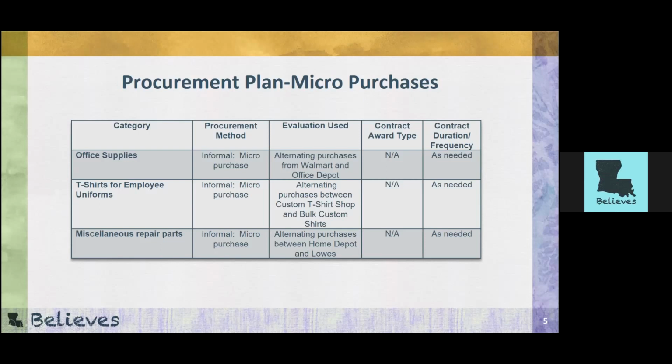The second is the t-shirts that they buy for their employee uniforms, and they're going to alternate purchases between two different t-shirt shops. And then for miscellaneous repairs, they are also going to use micro purchases, and they're alternating between Home Depot and Lowe's. Of course, Home Depot and Lowe's are not going to carry all of the specialty parts that are often needed in school food service. But the SFA could also use the micro purchase method for these kinds of parts, as long as the purchase does not exceed that $10,000 threshold. The SFA would still need to make sure that they distribute those micro purchases equitably. So if you're using one parts house for one purchase, then choose another one for the next purchase.